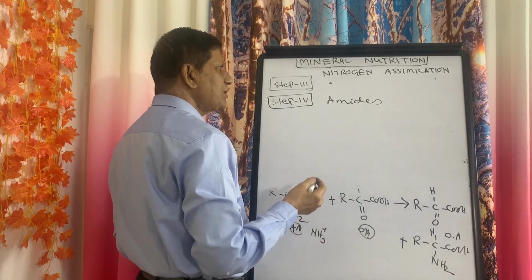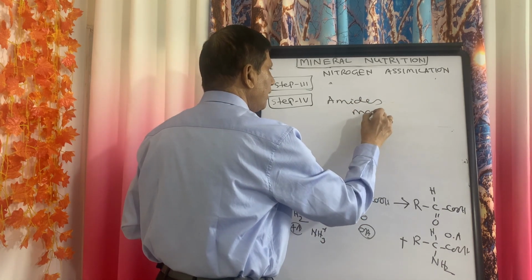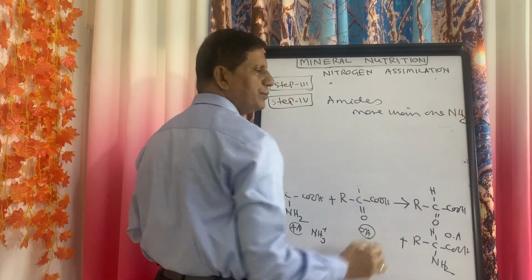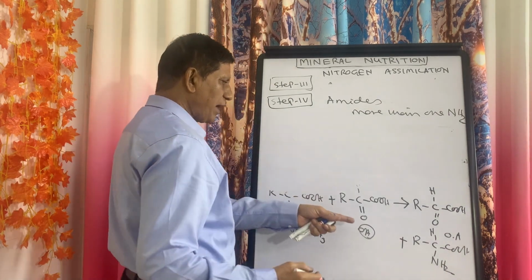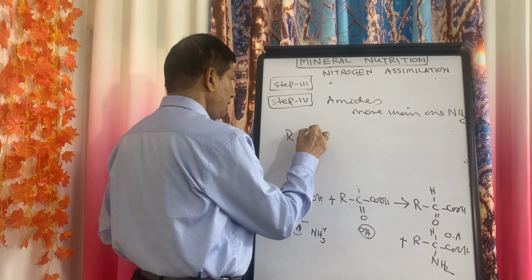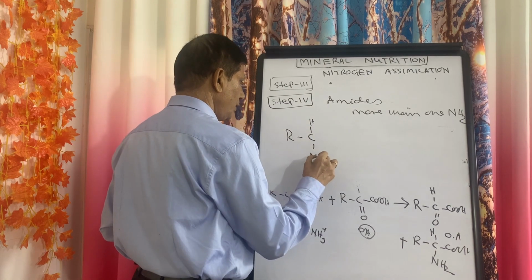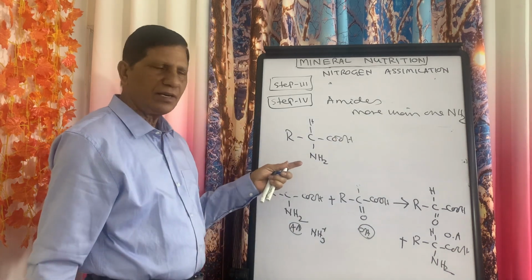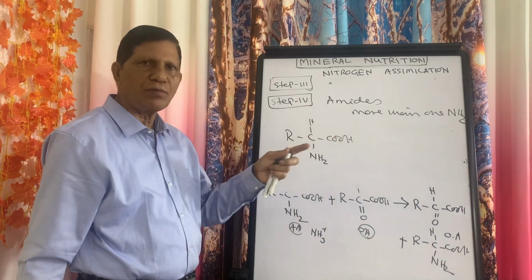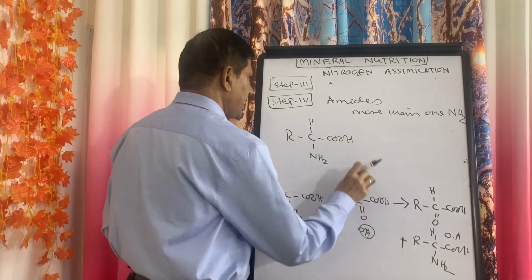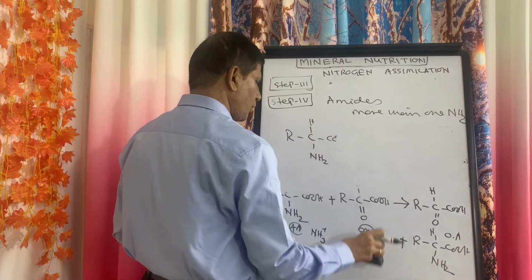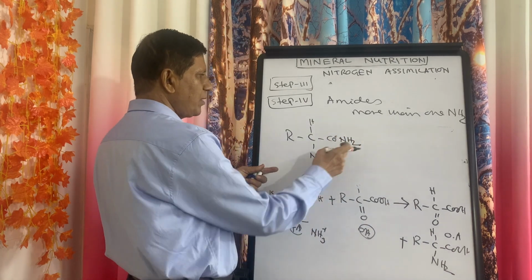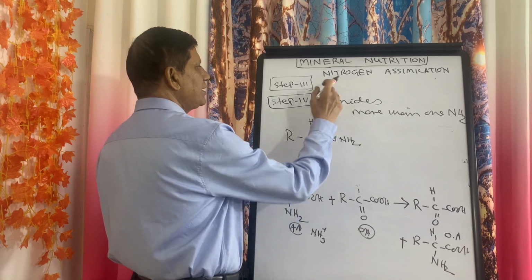So in case of amides, there is more than one amino group. Here you see one amino group, this is CHNH2 and this is COOH. This is the amino acid. But when it becomes an amide, there will be more than one. Where is the second one attached? The second one is attached where the OH group is replaced, and here this is NH2. That means now there are two amino groups. So this is known as amides.